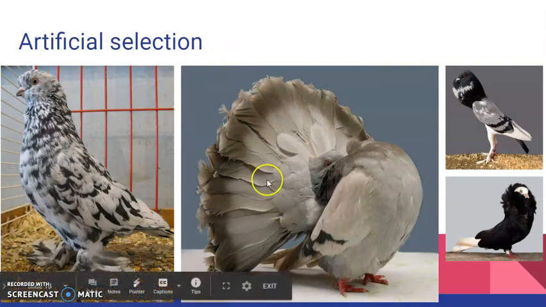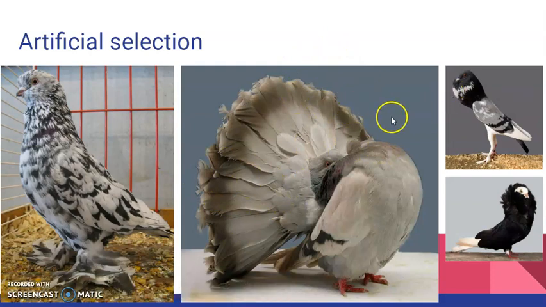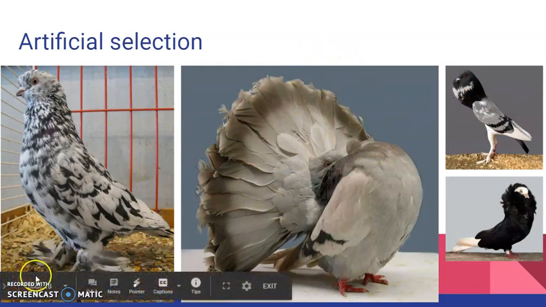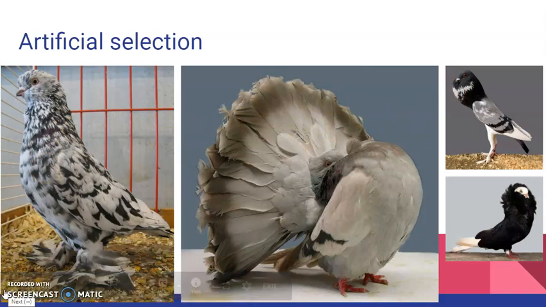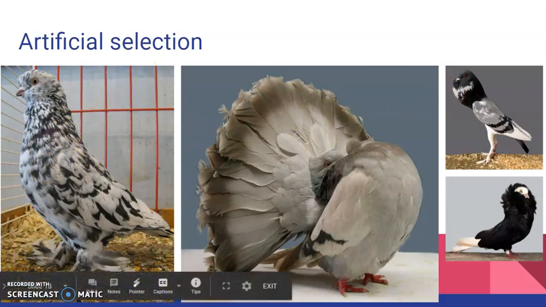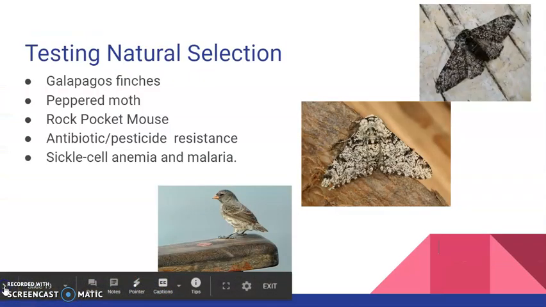And this is showing pigeons. So this is what Darwin actually studied, because there were a lot of people that used to breed pigeons. So he used this to help him come up with this theory of natural selection, where the environment does the selecting.